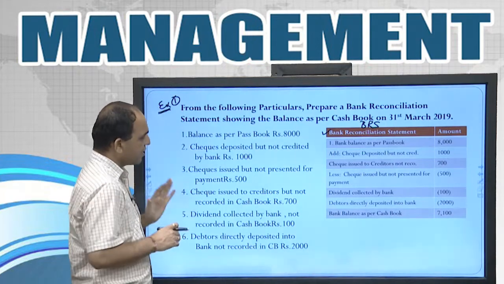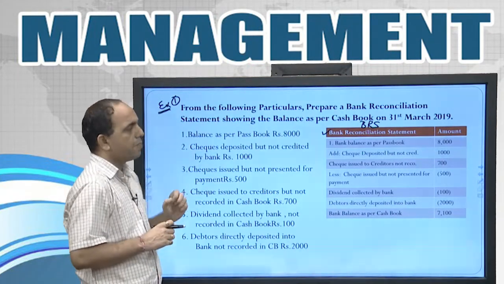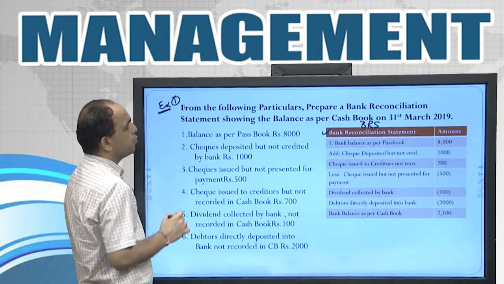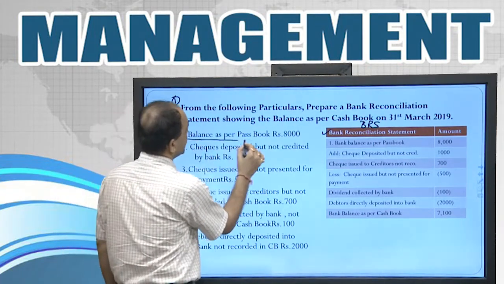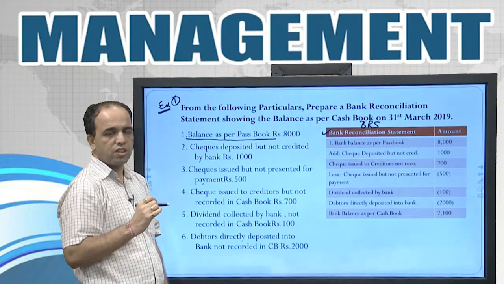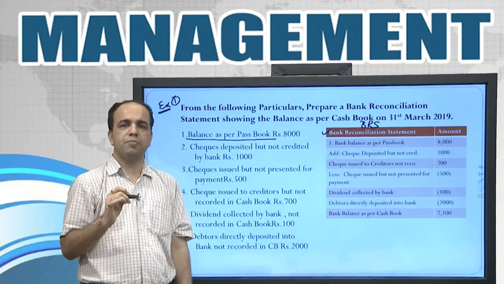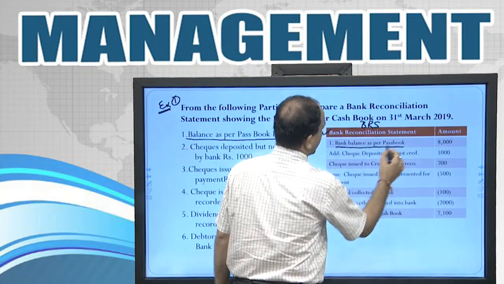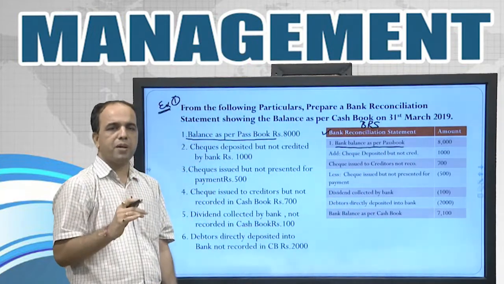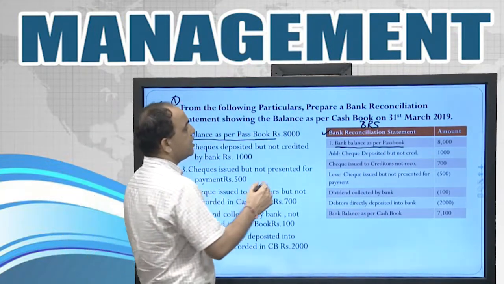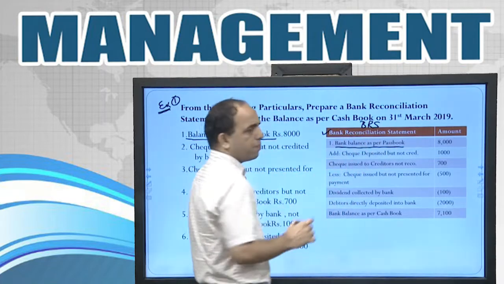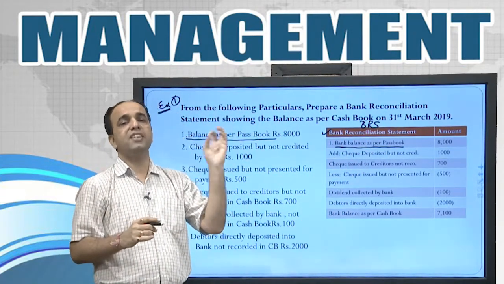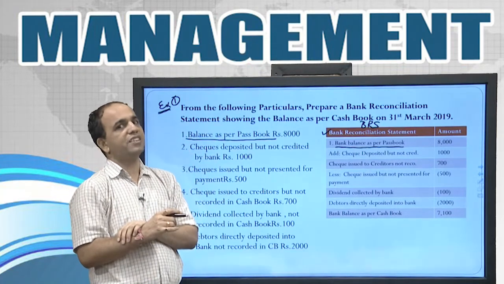So, these are the transactions given. Let us prepare the bank reconciliation statement. Balance as per passbook rupees 8,000. Balance as per passbook is given as rupees 8,000. In the bank reconciliation statement, as I said, if possible, start with bank balance as per passbook or bank balance as per cash book. So, I have written here bank balance as per passbook. In the earlier session, we discussed bank balance as per cash book. Now, bank balance as per passbook.